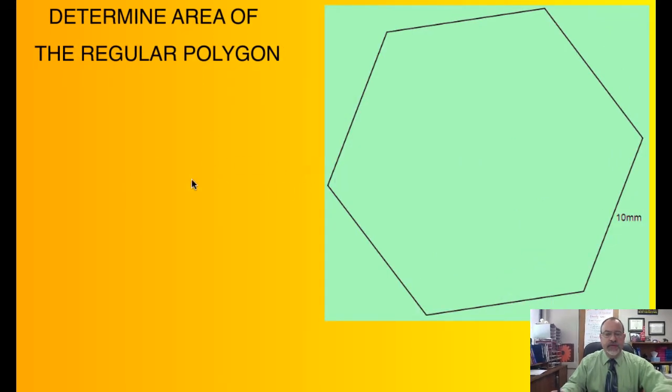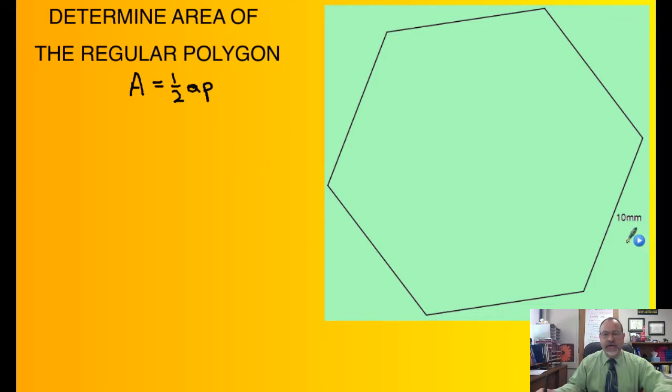Determine the area of this regular polygon. Again, I notice it's a regular polygon, so I choose my formula. The area is equal to 1/2 a times p. The area is equal to 1/2 the apothem. As I go to my figure now to look for the apothem, I realize it's not given to me. That means I'm going to have to figure it out.